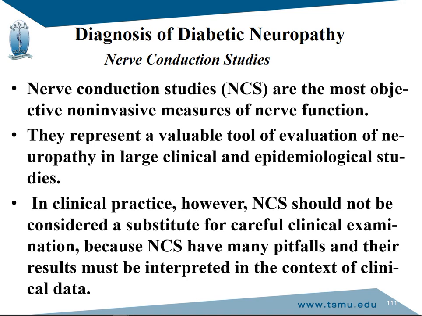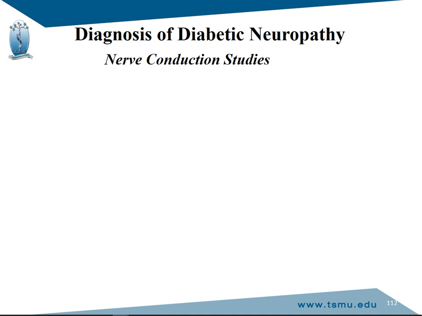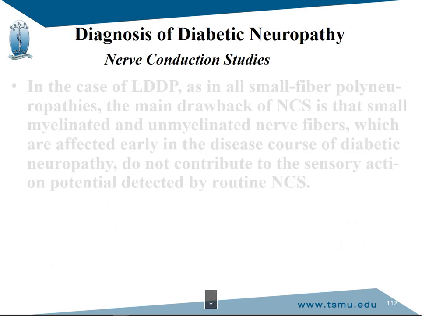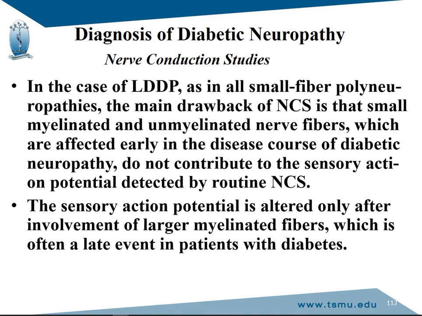In clinical practice, however, nerve conduction studies, or NCS, should not be considered as a substitute for careful clinical examination, because NCS have many pitfalls and their results must be interpreted in the context of clinical data. In the case of LDDP, as in all small fiber polyneuropathies, the main drawback of NCS is that the small myelinated and unmyelinated nerve fibers, which are affected early in the disease course of diabetic neuropathy, do not contribute to the sensory action potential detected by routine NCS.